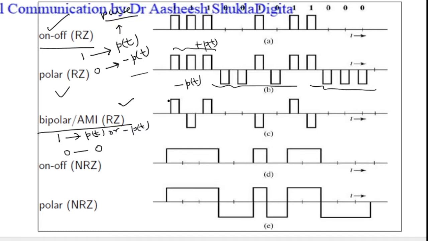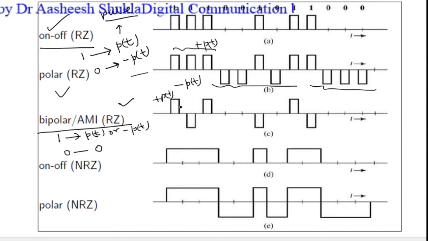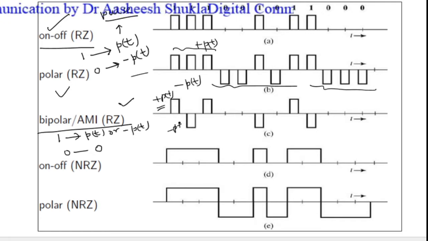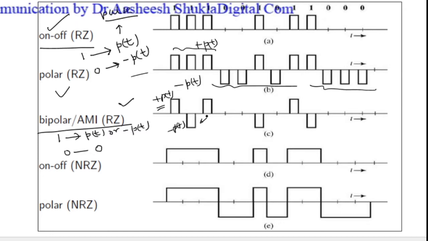For example, here this is 1, so we provide plus p(t). For the next one, we look at the previous one. We provided plus p(t) to the previous one, so the present one will be represented by minus p(t). So it is alternate mark inversion, meaning we alternately change our sign. For the next one, the previous one was minus p(t), so this time it will be plus p(t). And 0 will be represented by 0.